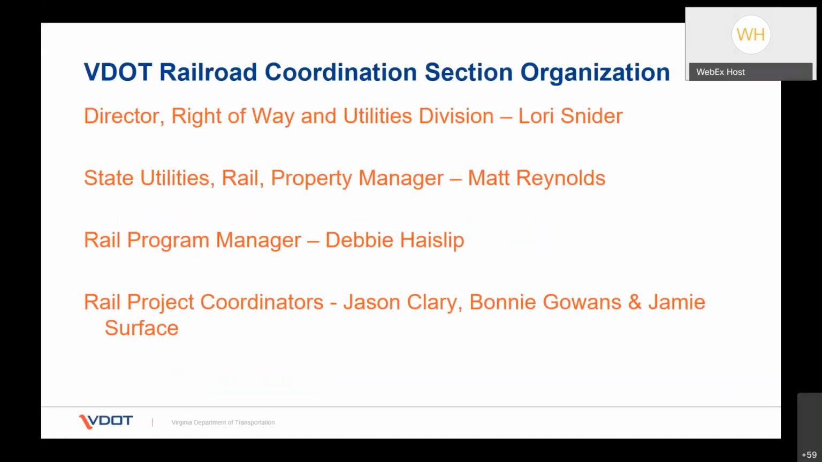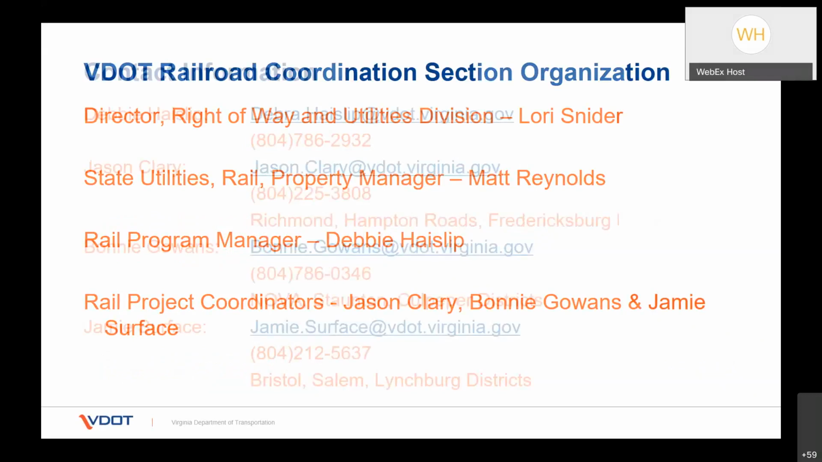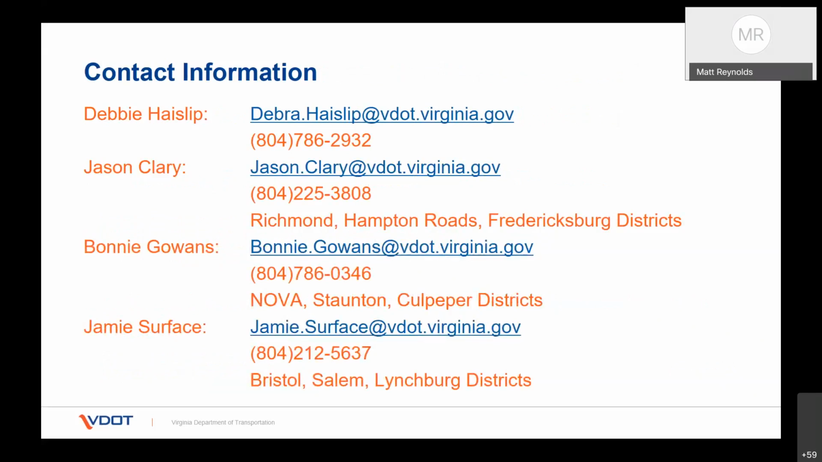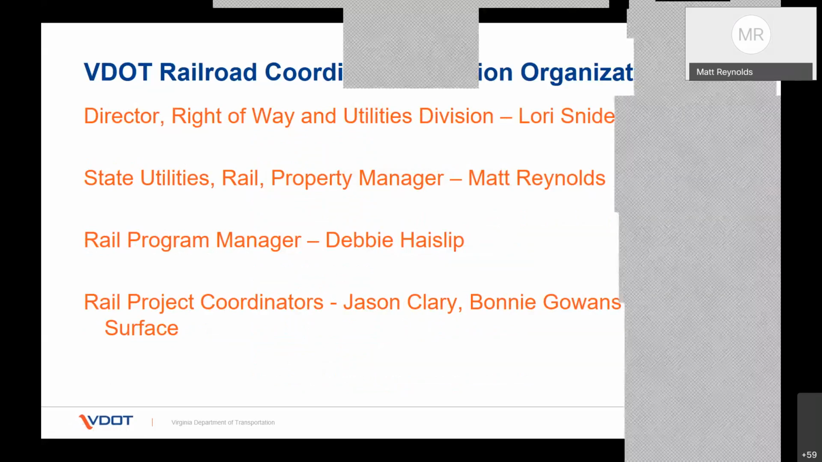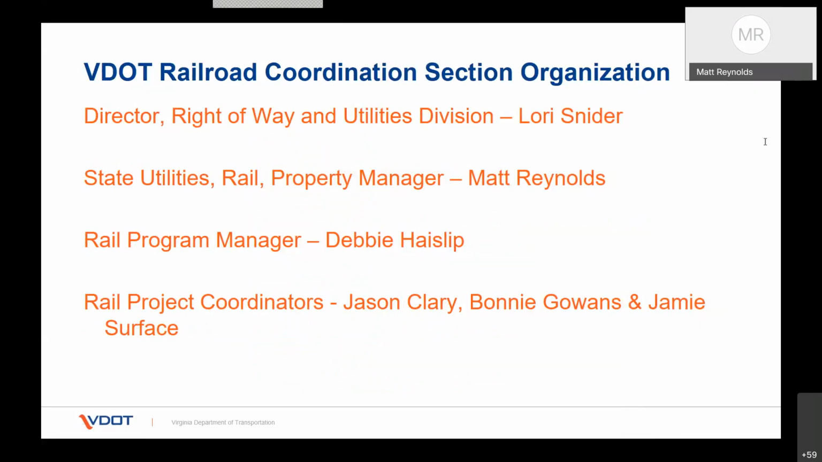Basically, here is how VDOT's Railroad Coordination Section is organized. Our Director of Right-of-Way and Utilities Division is Lori Snyder. She has the responsibility of signing all the agreements with the railroads, whether it's a right of entry, project agreement, or whatever the case may be, and that's a delegated authority through the Commissioner's Office. Once again, I'm Matt Reynolds, the State Utilities, Rail, and Property Manager for VDOT. Our Rail Program Manager is Debbie Hayslip, and our Rail Project Coordinators are Jason Clary, Bonnie Gowans, and Jamie Surface.